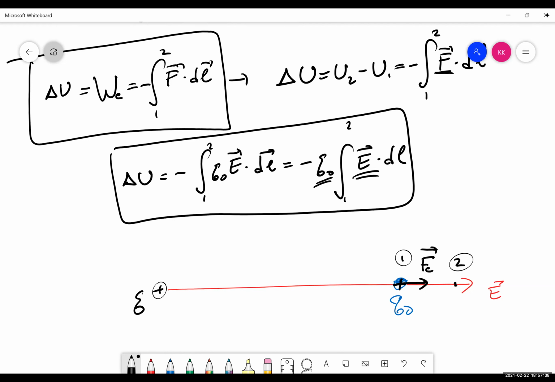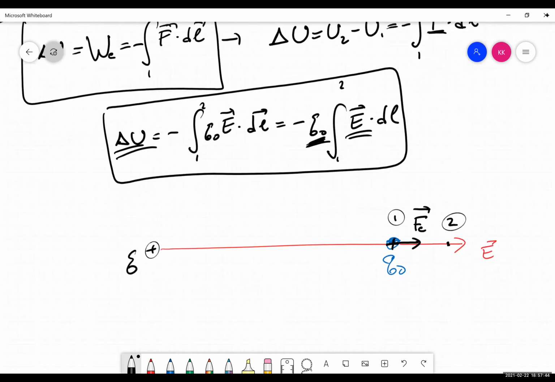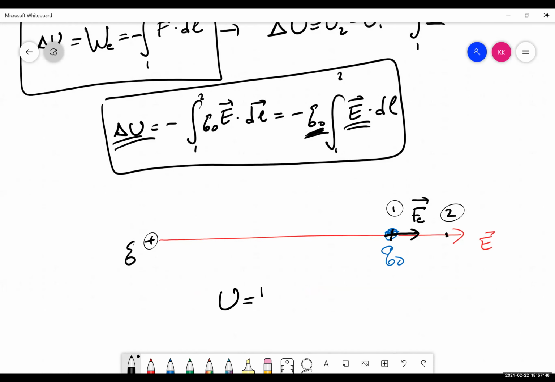So that's why you can see, if there's an electric field, you bring this test charge particle there, its potential energy will change. Because its potential energy at point 1 is equal to k q q naught over r1, with this being r1. So you can say this is the potential energy when q naught is placed at point 1.